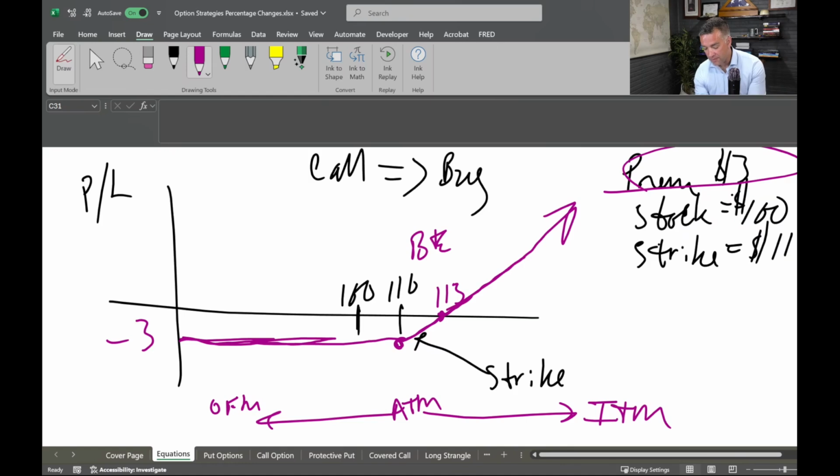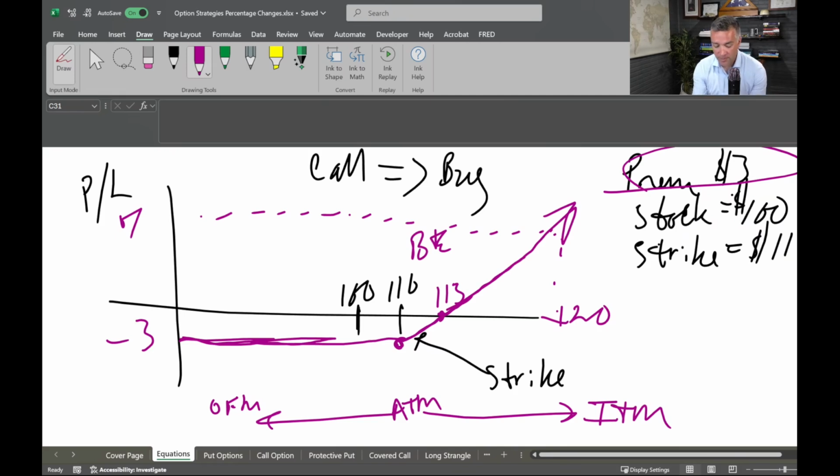And for example, if the stock did hit 120, that means this would be a profit loss of $7 because we could buy it for 110. The break even's 113. So technically, we bought the stock at 110 and it is 120. We made $10 minus 3, and that's where the profit loss of 7 comes from.